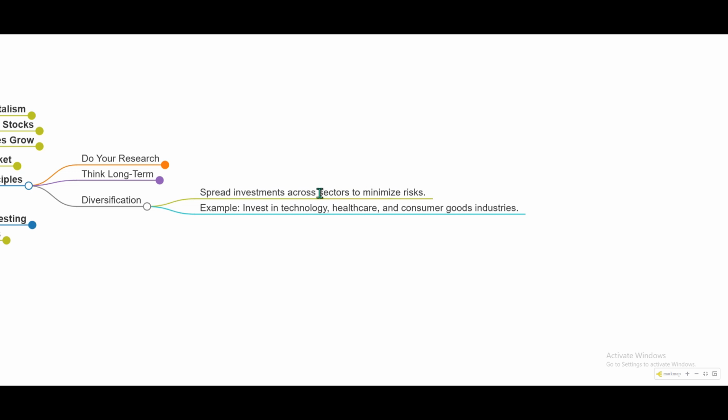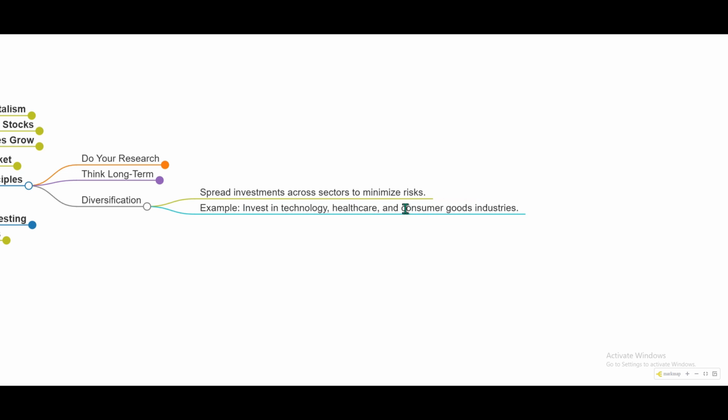You should not bet only on one sector or two sectors. You should allocate your money across multiple sectors so that you can minimize the risks. For example, invest in technology, healthcare, and consumer goods industries.